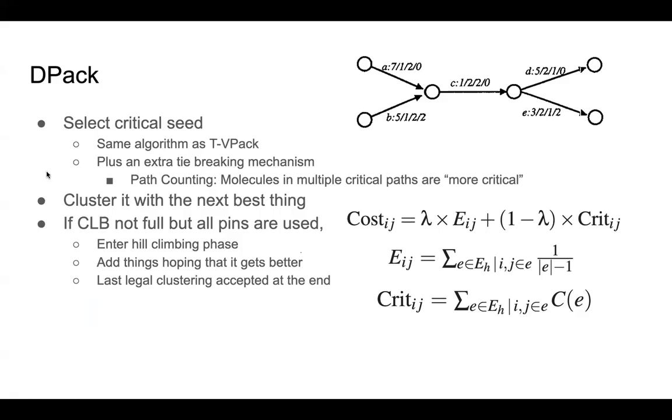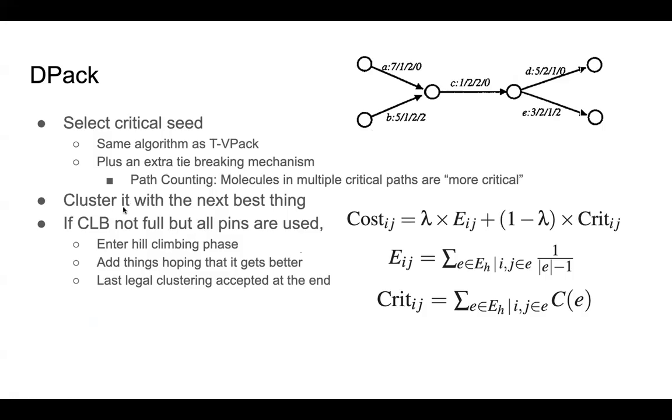The basic idea here is that molecules with multiple critical paths are more critical. So here let's say you have two critical paths, the one on top and the one on bottom. These two atoms are more critical than the other four because these are shared between two paths, while these four are just in one critical path. So they use that as a tie-breaking mechanism.